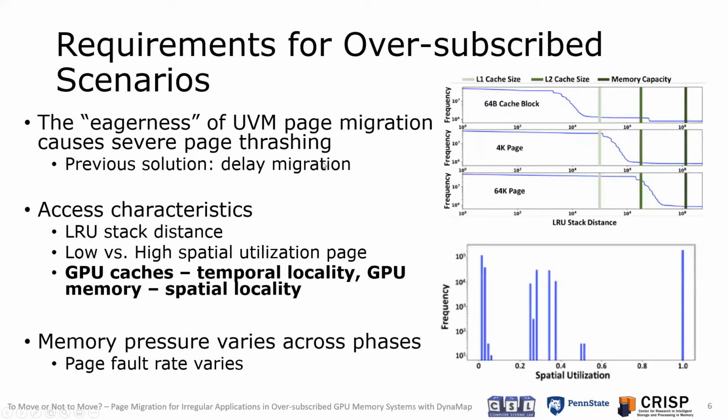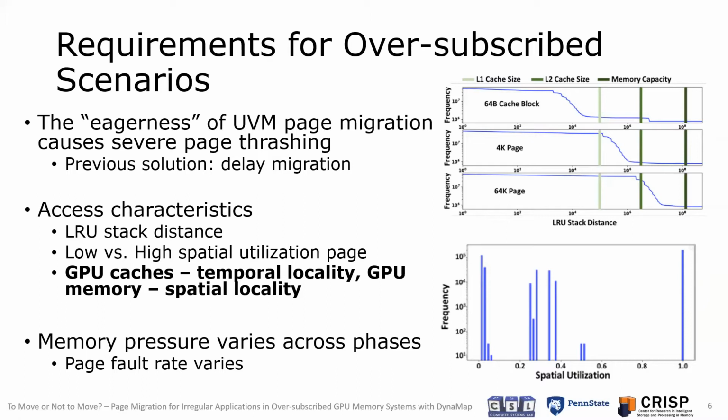So as observed, this severe page thrashing is caused by the eagerness of page migration. UVM brings in pages too eagerly and it evicts pages that are not fully utilized. One way to deal with such eagerness is to use delayed migration, which is performed by hardware access counters. The access counter only migrates pages when the access count hits a certain threshold. However, while this approach can arrest the eagerness, it does not address many requirements for memory oversubscription.